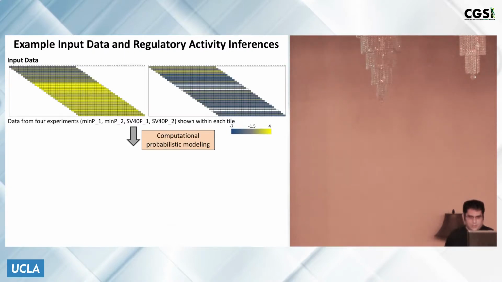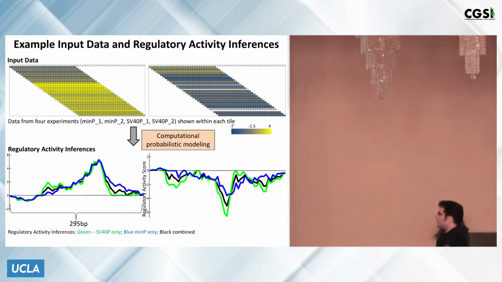That was just sort of a toy example. In practice, it won't be that deterministic. So what we needed was a probabilistic modeling approach that would go from input data like this to an overall inference of the regulatory activity at each position along the region. So these are two actual input examples. Yellow corresponds to higher expression, blue lower expression, white is missing data.